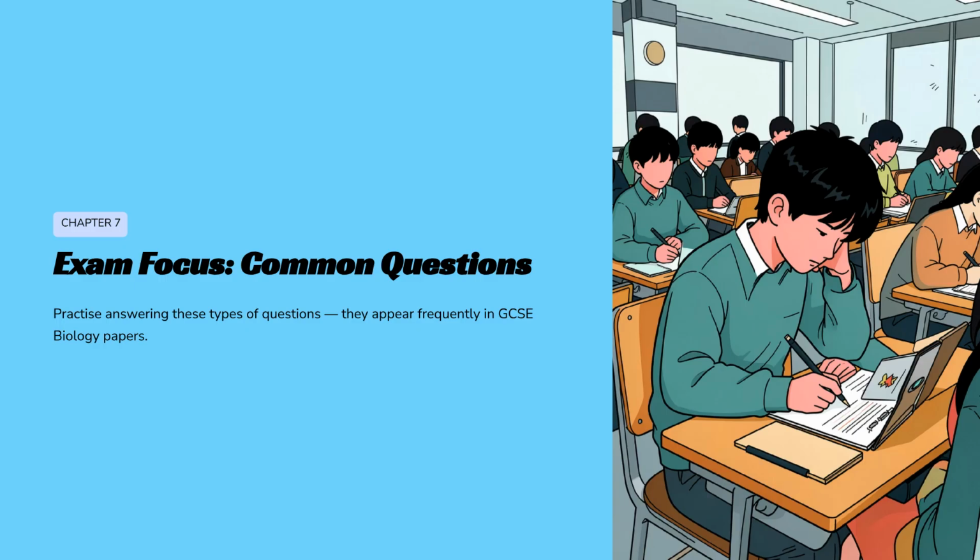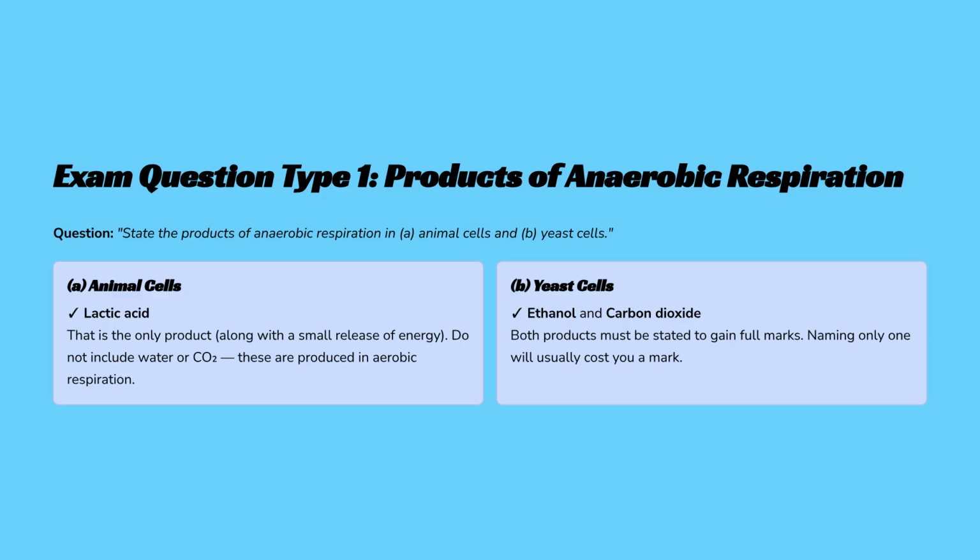We will now focus on common exam questions related to these topics, which frequently appear on GCSE Biology papers. Practicing these will help you perform well. A common exam question asks for the products of anaerobic respiration. For animals, always state lactic acid only. For yeast, specify both ethanol and carbon dioxide to secure full marks.